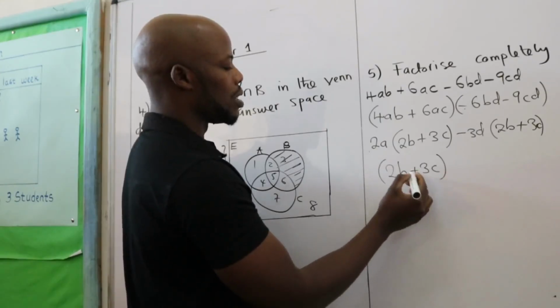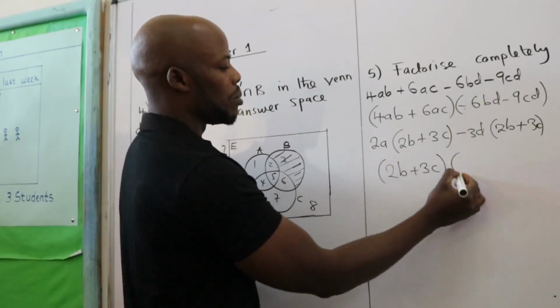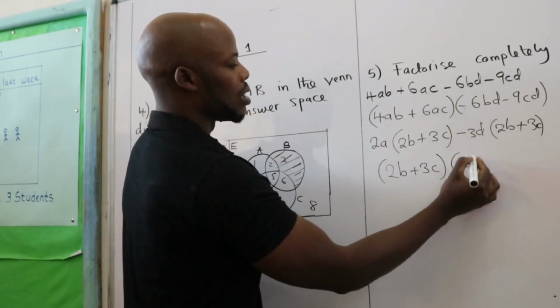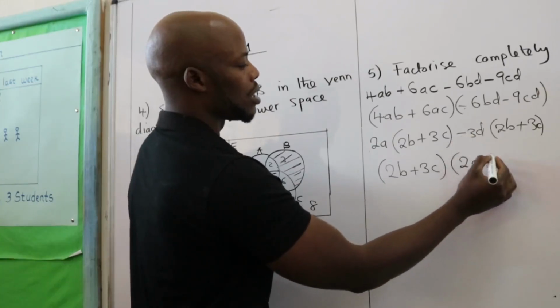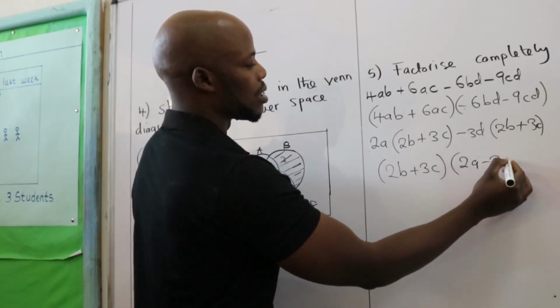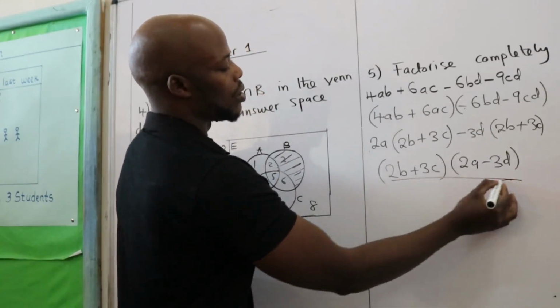Put it inside the brackets, multiply by this, minus what is here. So this is our solution.